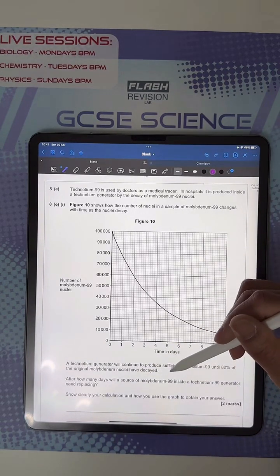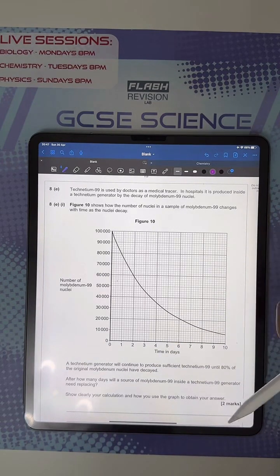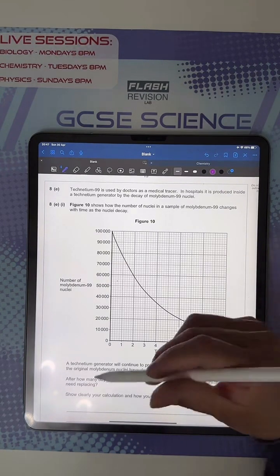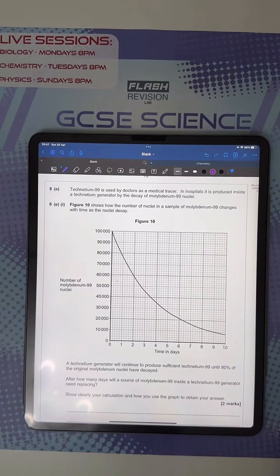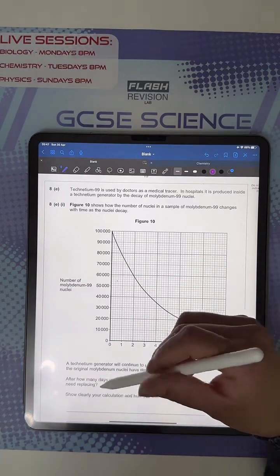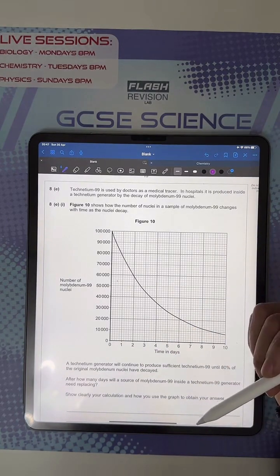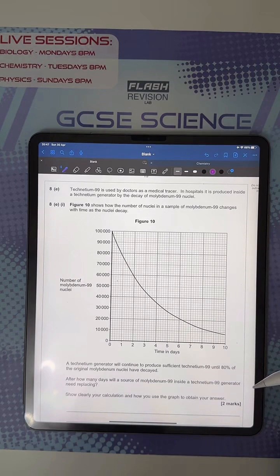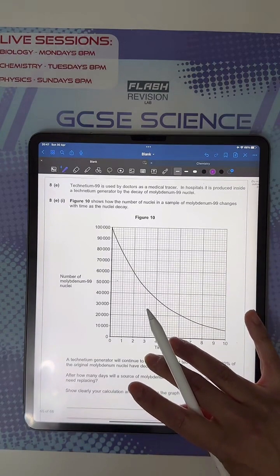It will continue to produce sufficient technetium 99 until 80% of the original has decayed. Don't worry about these big words, guys. They're just elements. They're there to throw people off. After how many days will a source need replacing? Okay, so a lot of writing here. It's going to throw people off.